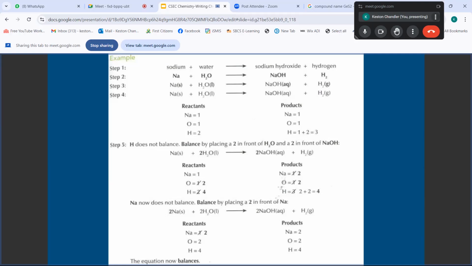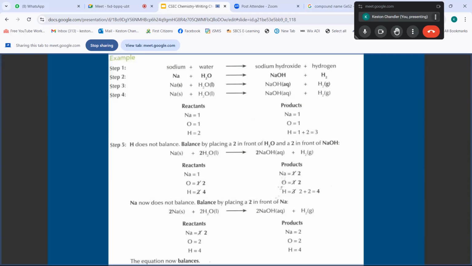So step 3, we put in state symbols. When we have something listed in its elemental form, right? Some of them, like the metals, they will all be solids, right? Some of the non-metals as well, and then you have the gases, right? Some of these exist as gases. As you get closer to the right-hand side of the periodic table, a lot of these exist as gases in elemental form.